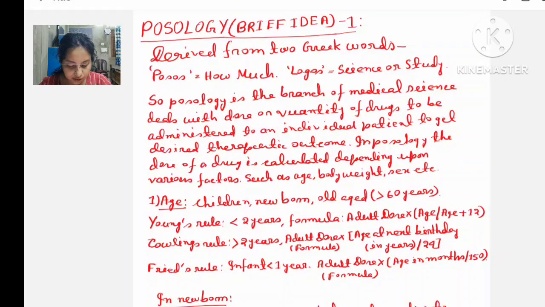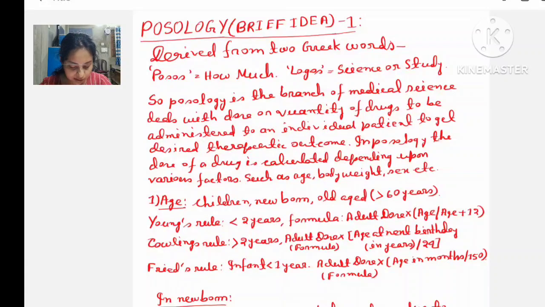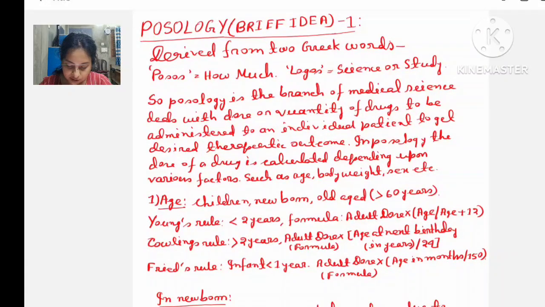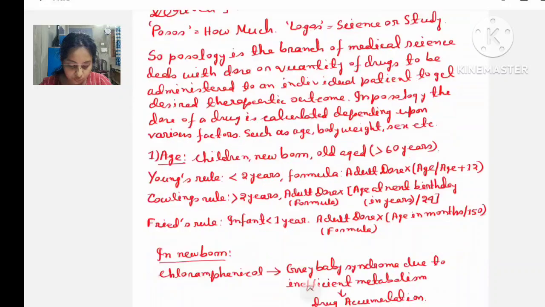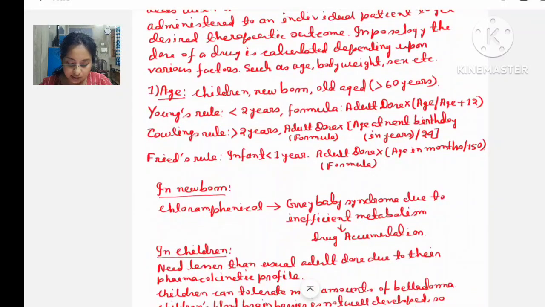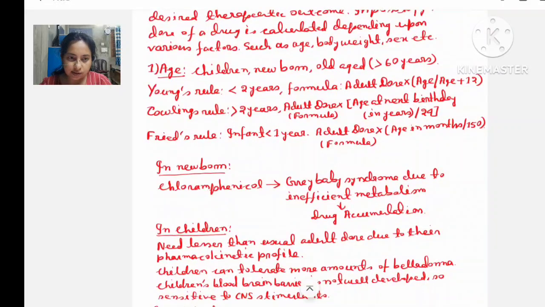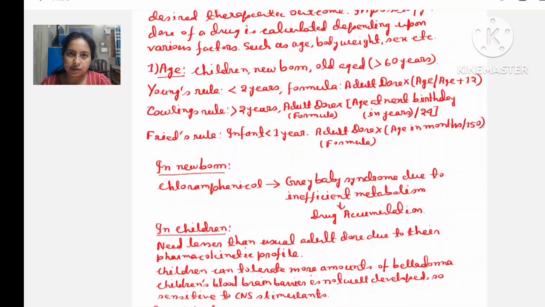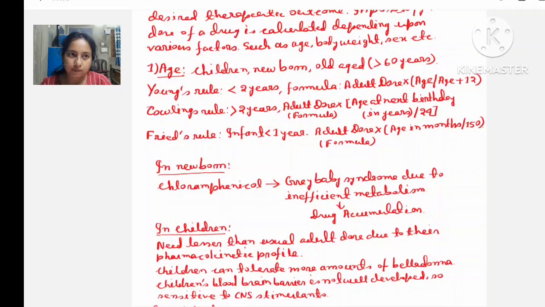Now, in posology, the dose of a drug is calculated depending upon various factors such as age, body weight, sex, etc. Now, the first factor is age. Age is an important factor because of pharmacokinetics, which means the absorption, distribution, metabolism and excretion of drugs. Also, bioavailability comes under pharmacokinetics.